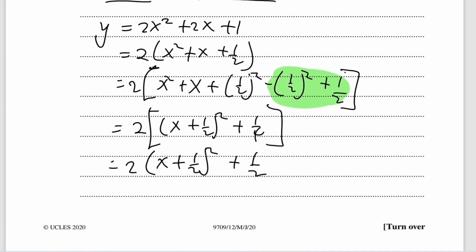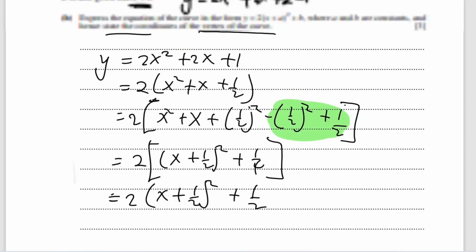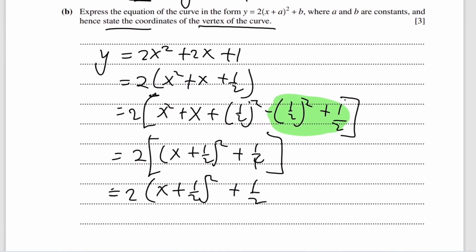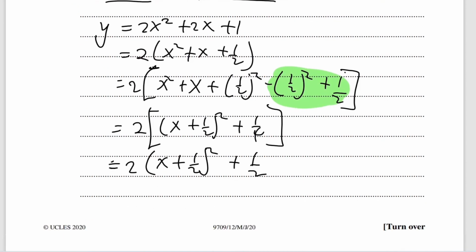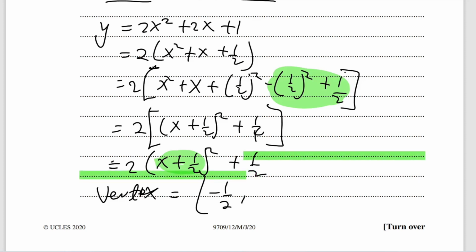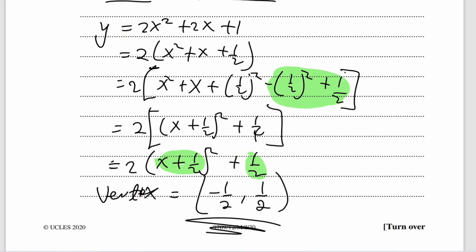Okay, so they want the vertex. All right, now the vertex is basically the turning point of this quadratic. It will turn at, so vertex, when you equate whatever is in the bracket to 0, that will be the x coordinate, and that should be -half. And then this value right here is the y component of the turning point. So you have -half. That is the vertex.